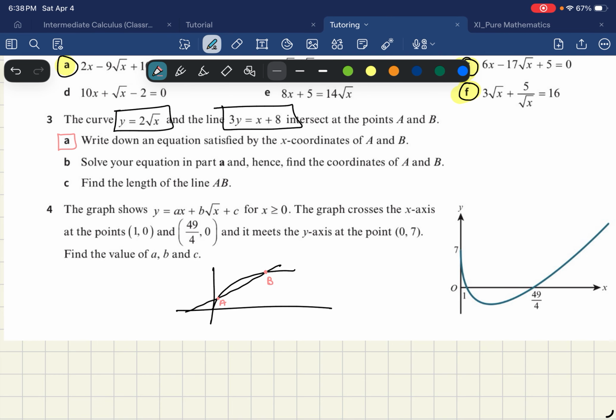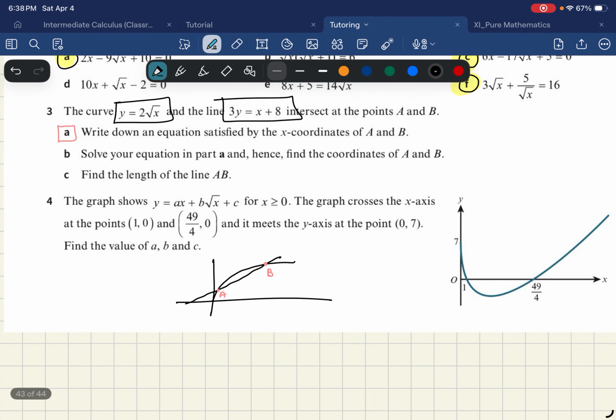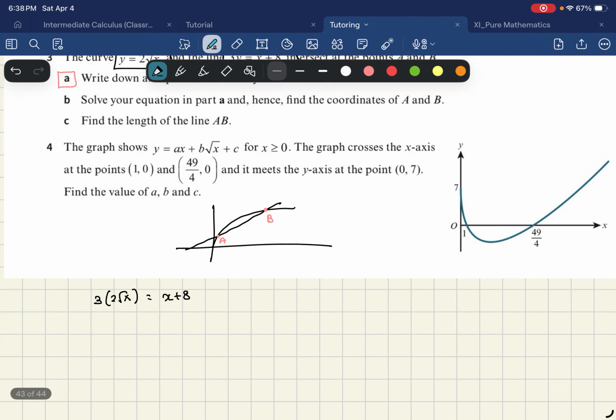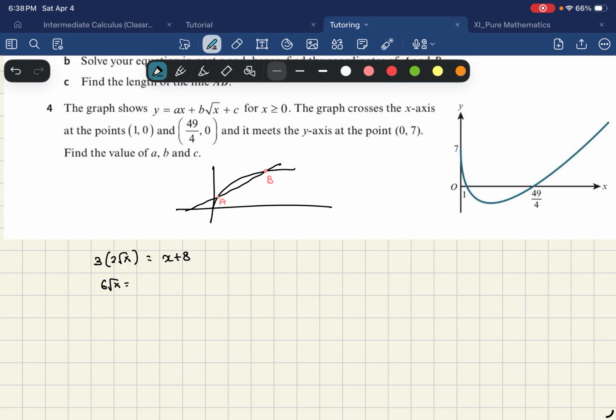All right, so basically, what that is asking us to do is we can substitute the value of y here. 3 times 2 root x is equal to x plus 8. 6 root x is equal to x plus 8. And basically, this is the equation that they're asking for. So you can take this to the other side and write it as 6 root x minus x minus 8 is equal to 0. So you can write it as this expression, but this is the equation.